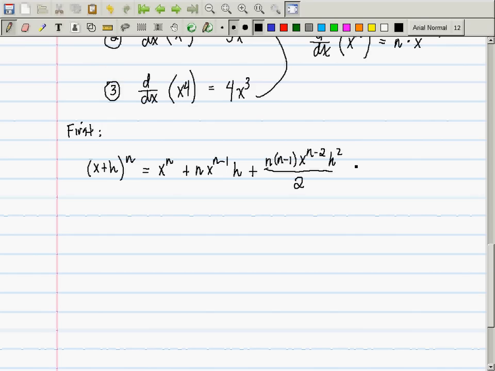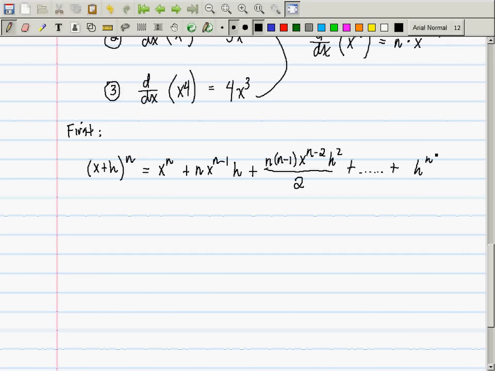And then plus a lot of terms that don't matter. And then finally plus, what? h to the n? Okay, so this is the binomial theorem.